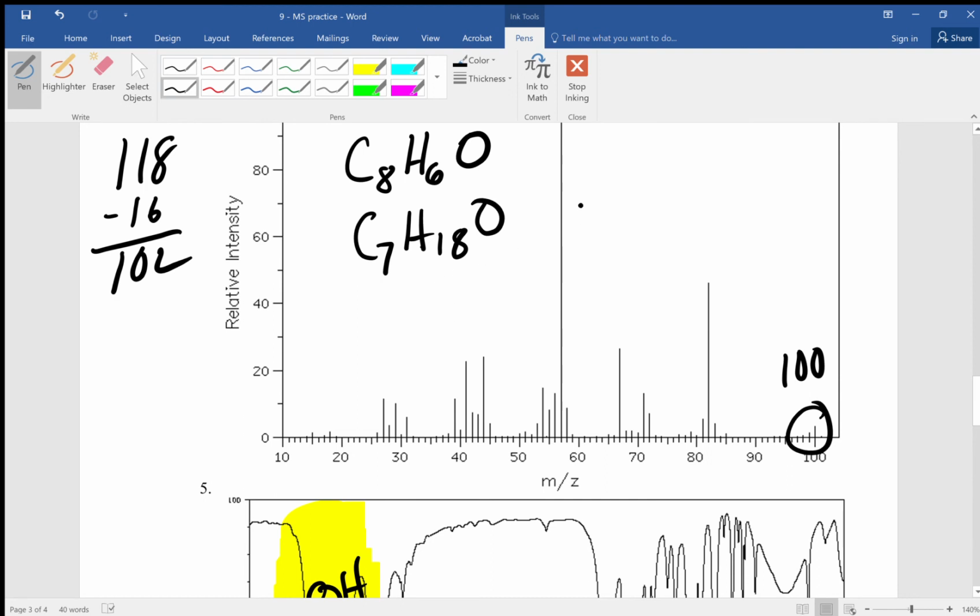Again, we could look at the degrees of unsaturation. 2 times the number of carbons plus 2 minus 18 over 2 gives us -1. So we know that this one doesn't work.